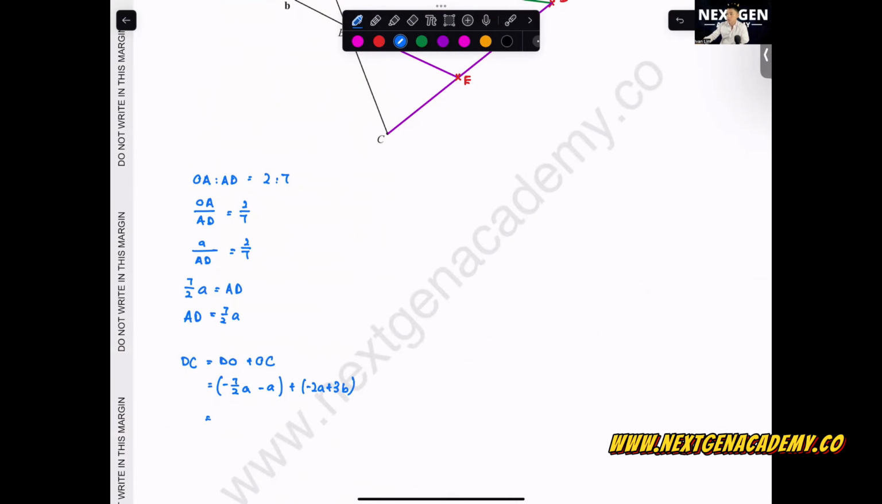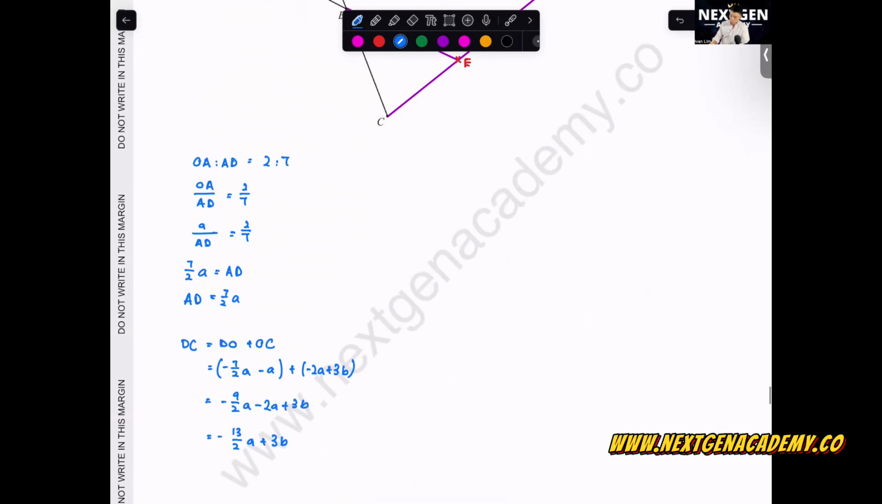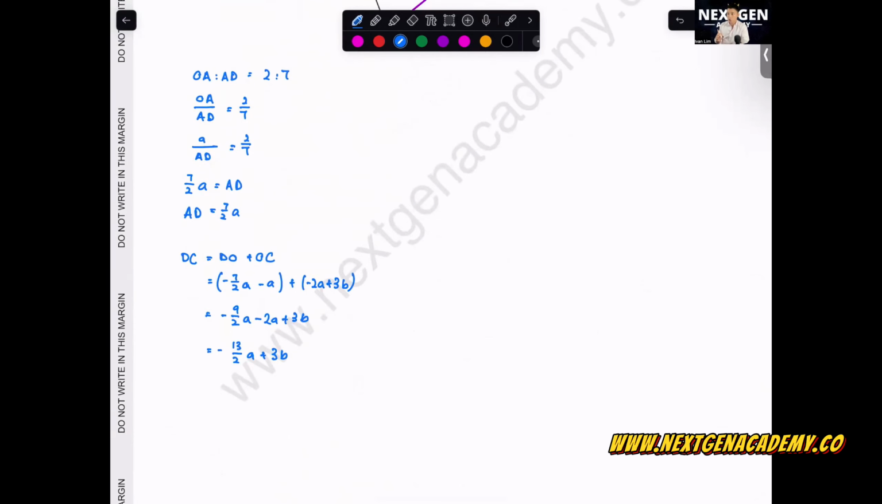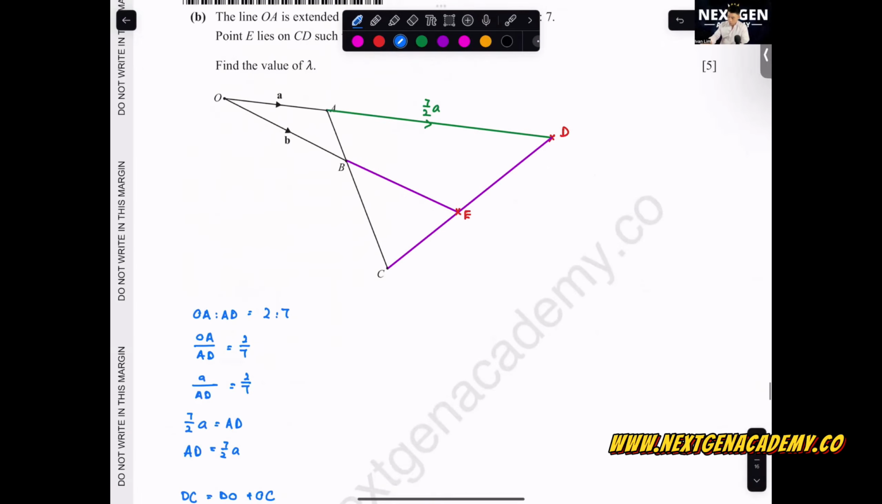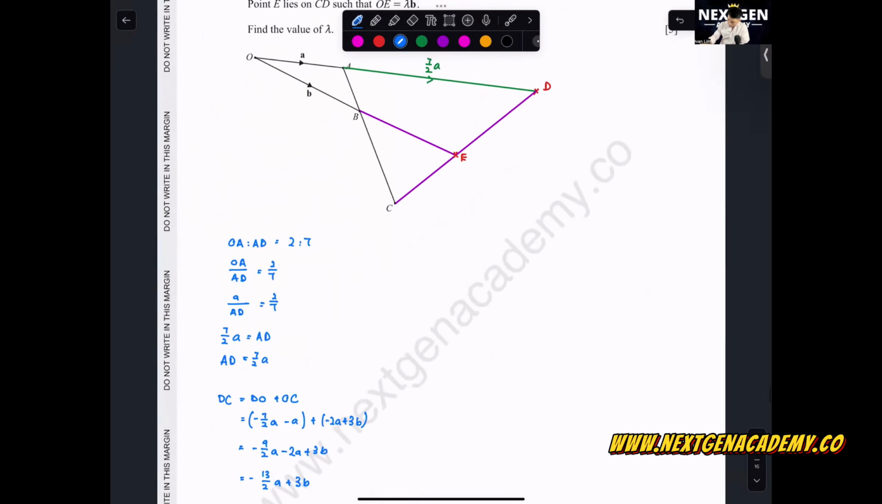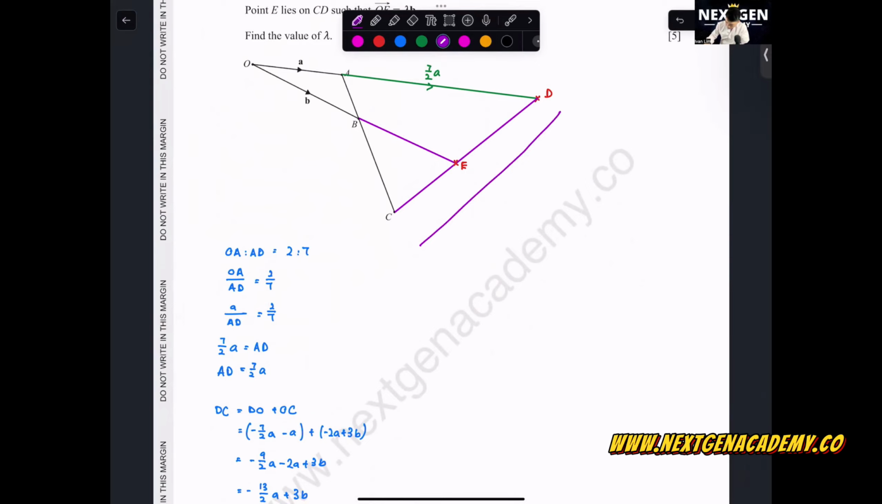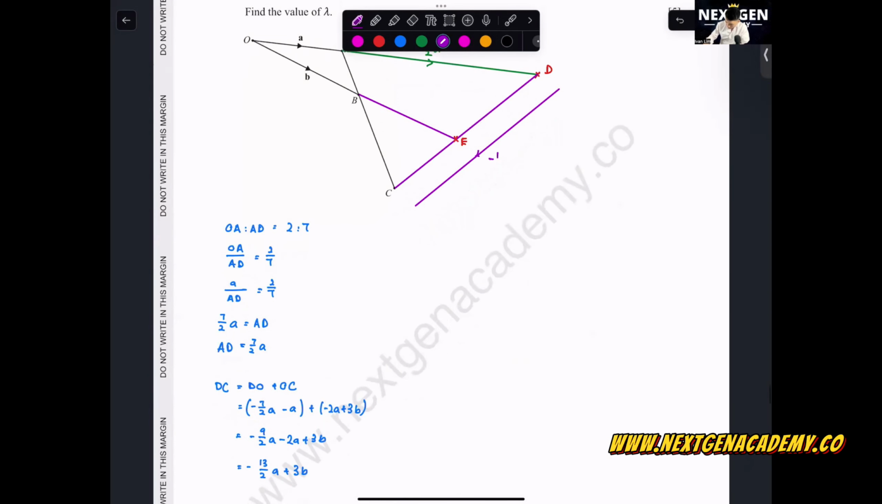Okay, this will give us minus 9 over 2A minus 2A plus 3B, and we end up with minus 13 over 2A plus 3B. Okay, from here, right now, we construct an expression for OE. Can I say this whole thing is DC, right? Which is what we just found here. Minus 13 over 2A plus 3B.